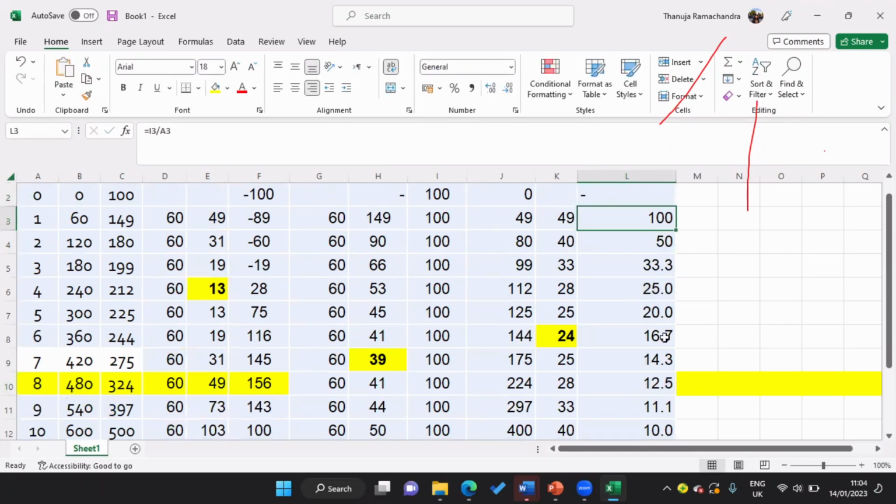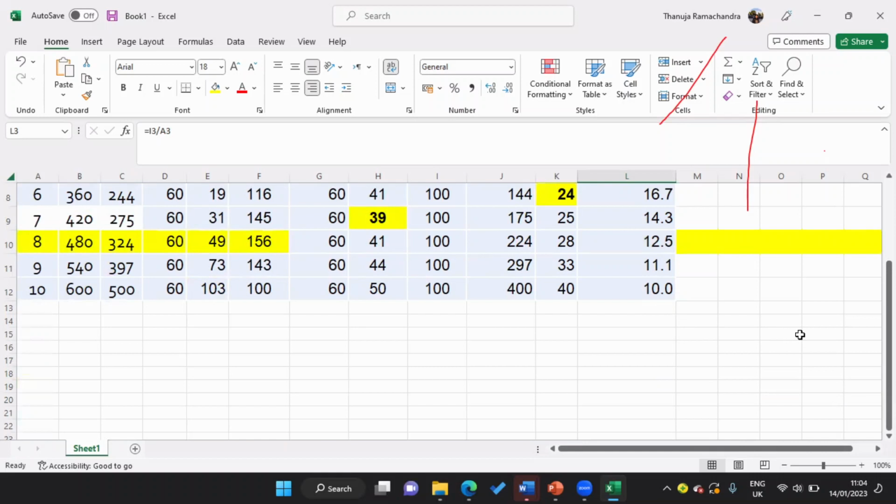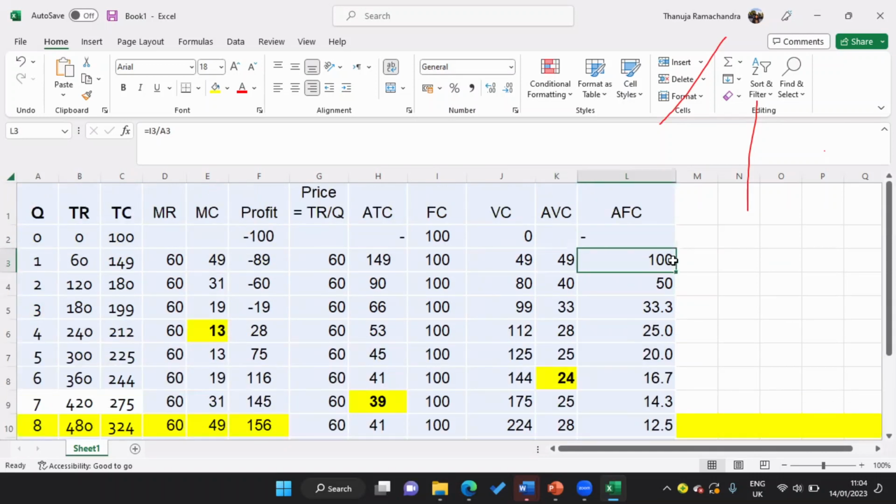Okay, 150 this, right? So average fixed cost is there, average variable cost is there. You can add these two and check with this. Average total cost is the addition of average fixed cost plus average variable cost, right? 50 plus 40, 90; 33.3, 33, 66, 25, 28, 53, right? Okay. So these are all the costs.